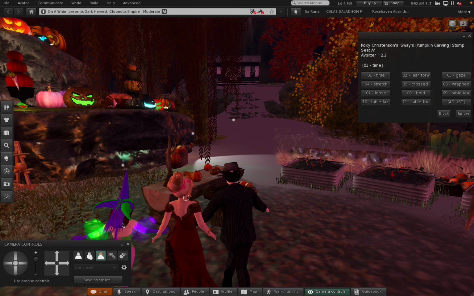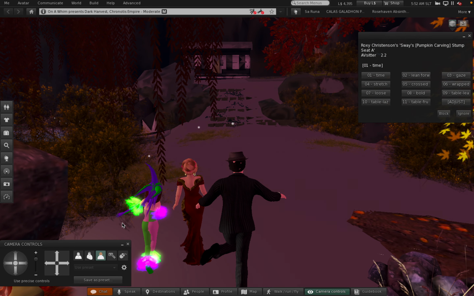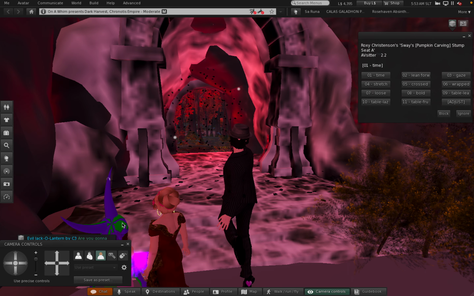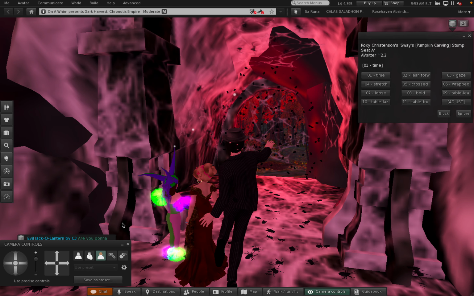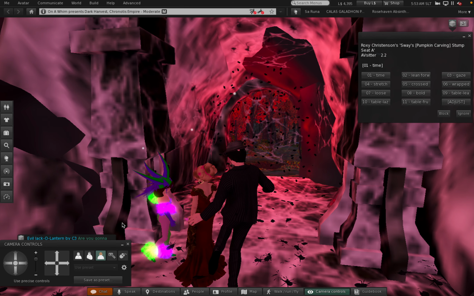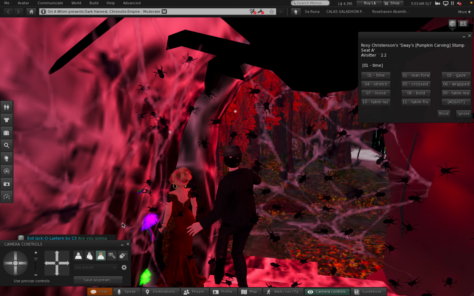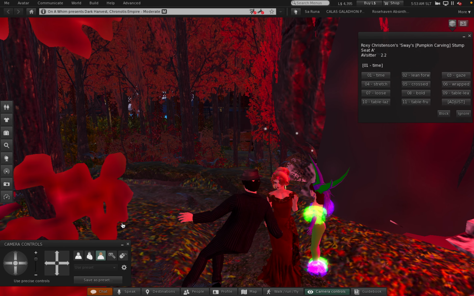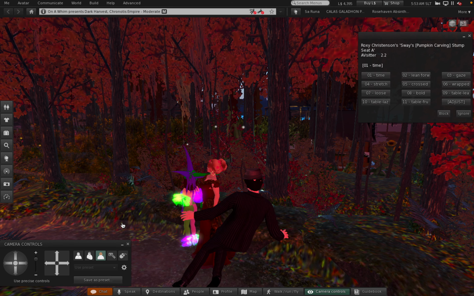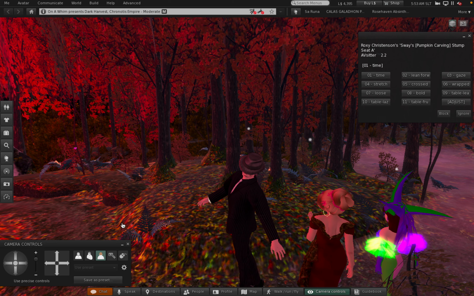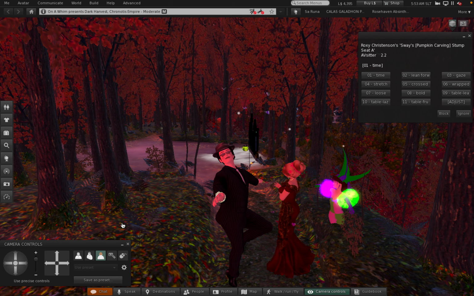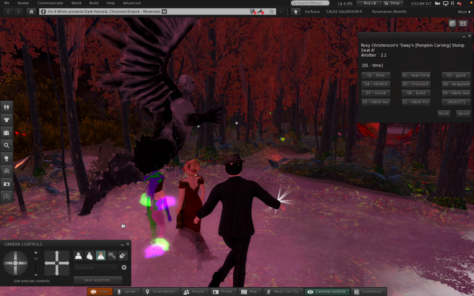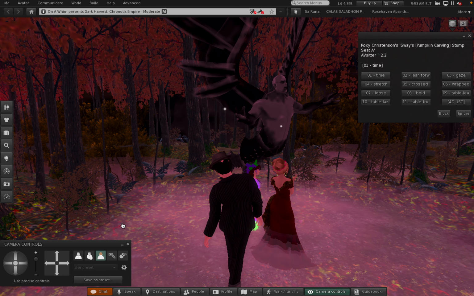Okay, we'll go into this thing that we had seen over here. Oh, it's all full of bugs. Yuck. And this is a big spider too. That's cute. What is that? What's some sort of Birdman?